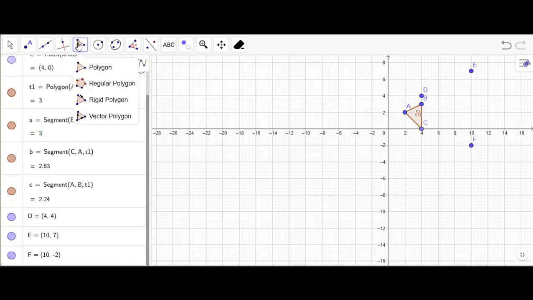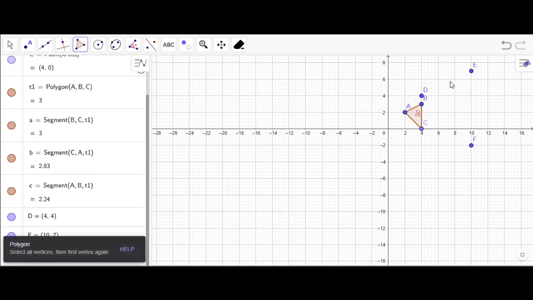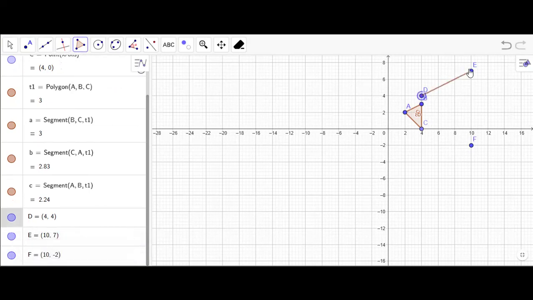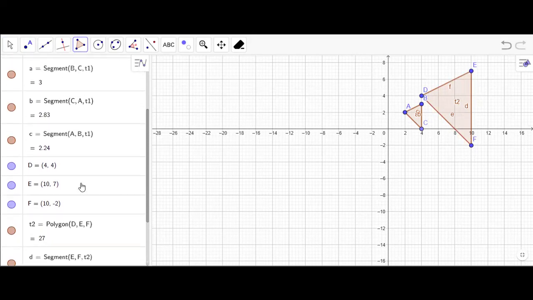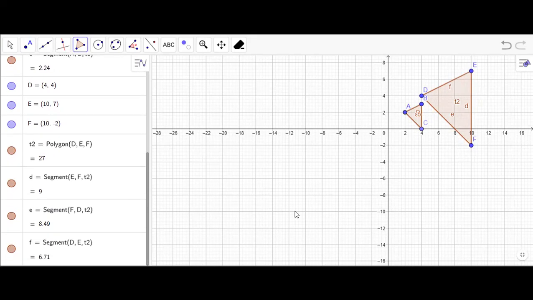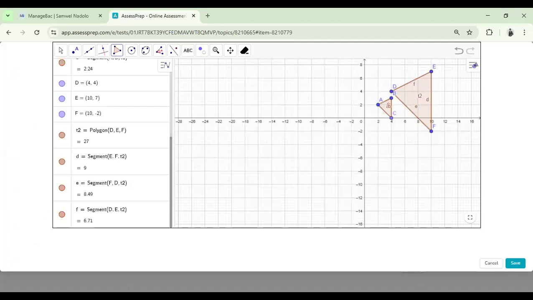And then we are going to draw a polygon from D, E, F, and then that. Now we are interested in a similar line as AB, which is line DE. So let's look at F. F is here, it is 6.71, and the other one was 2.24. Allow me to exit this mode.